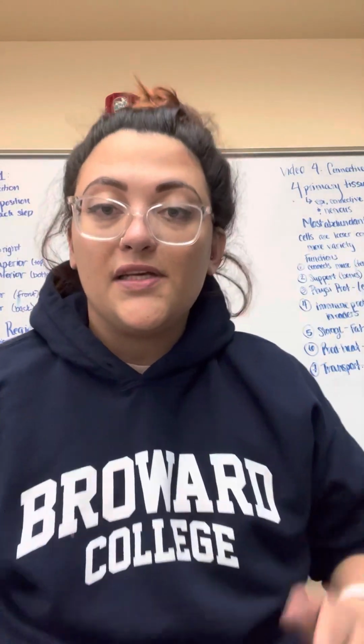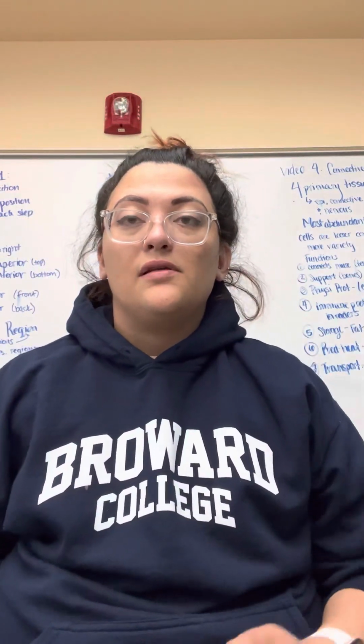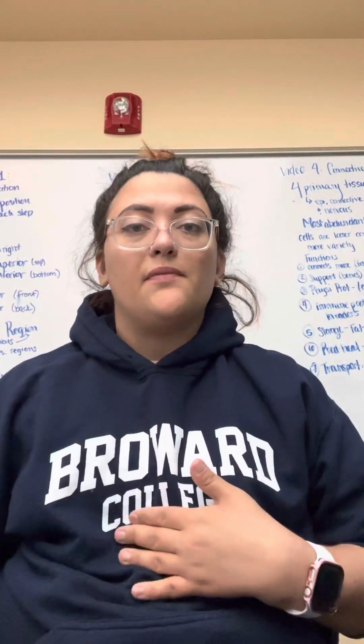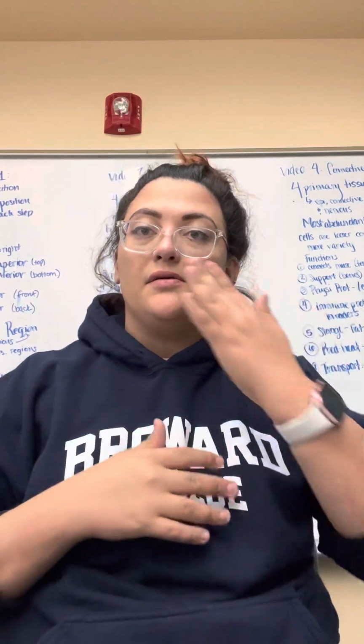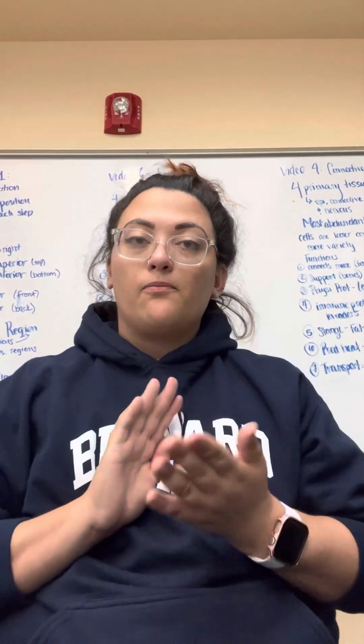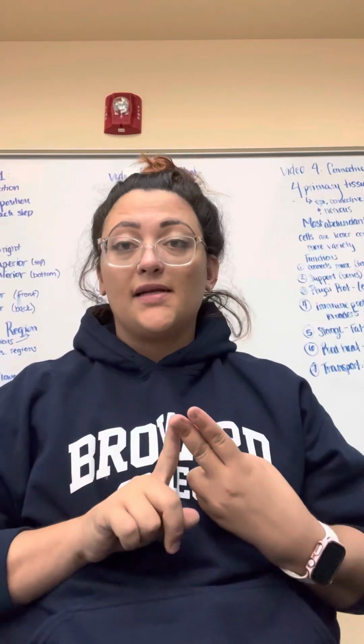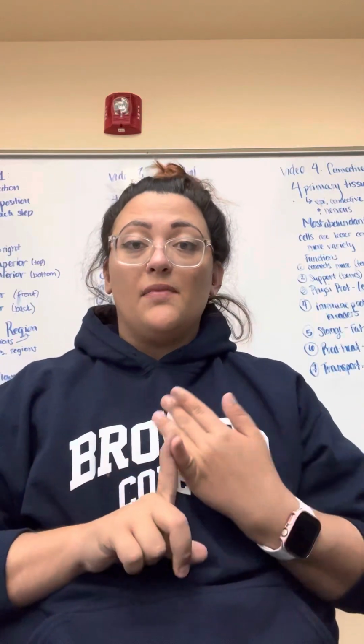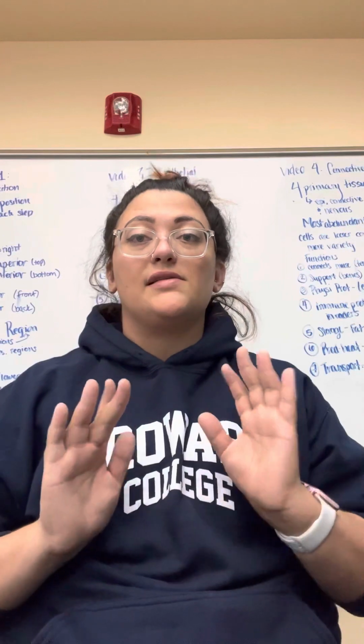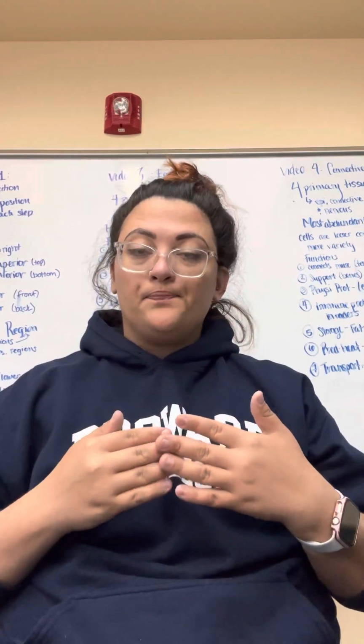Anyway, in this video I'm going to talk about one specific type of human tissue, but I wanted to tell you that the body is made up of primarily four different tissues. There's the epithelial, the connective, the nervous, and the muscular. But right now I'm going to focus on the epithelial tissue.